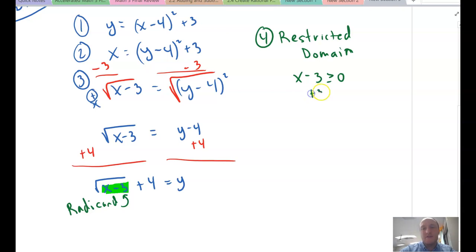Okay, well, how do I solve this? I'm going to add 3 to both sides, and we get x must be greater than or equal to 3. Okay, so that's my restricted domain.